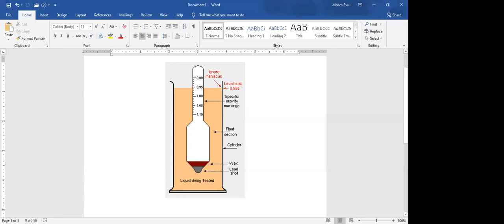Teacher, my question is, when you put the hydrometer in, maybe water, what you get, the reading you get on the stem, is the answer. You don't need any more calculations. Yes. Thank you.